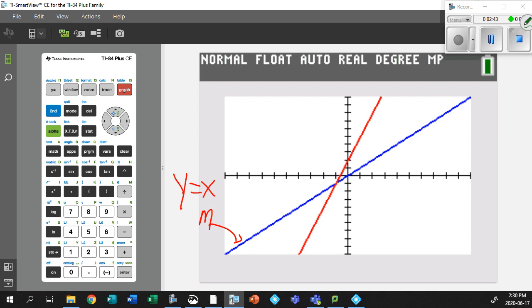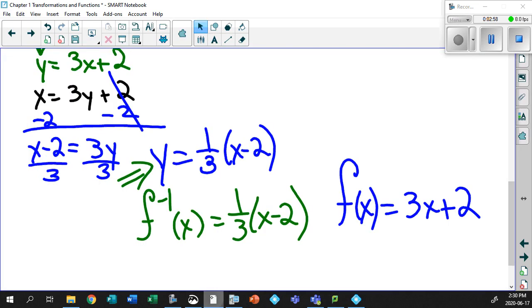And lo and behold, sure enough, it's going to cut across this mirror line. And do you remember from whenever we do reflections, when you cross the mirror line, that's going to be your invariant point. Aha! Now, let's put the other function in. The other function, of course, was 1/3 (x minus 2). That's our inverse function.